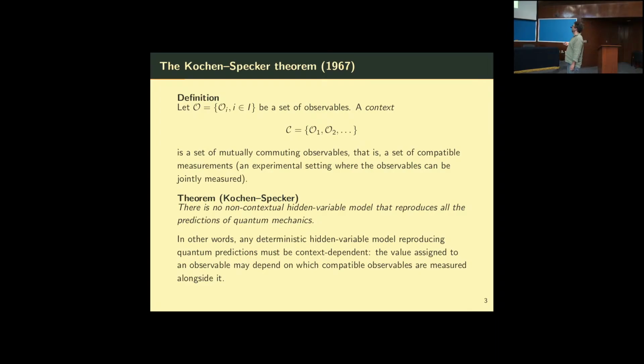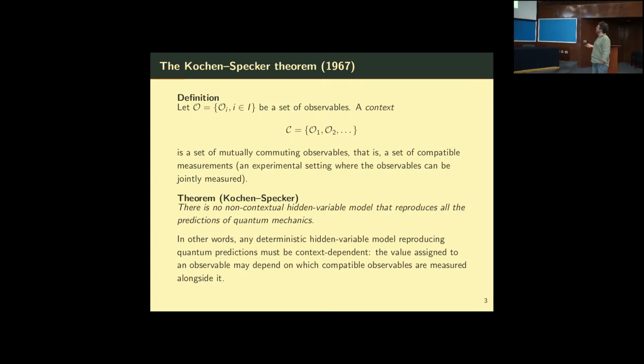The first slide says the following. First, I need a definition. So I consider a family of observables. And we will be mostly talking about multi-qubit Pauli observables. So take, for instance, like before, 2-qubit observables. You can define a subset of observables which are mutually commuting. And this subset of mutually commuting observables, I will call a context. Basically, a context is an experimental setting where the observables can be jointly measured, meaning that the measurement of one observable will not disturb the measurement of the next observable, because the matrices commute.